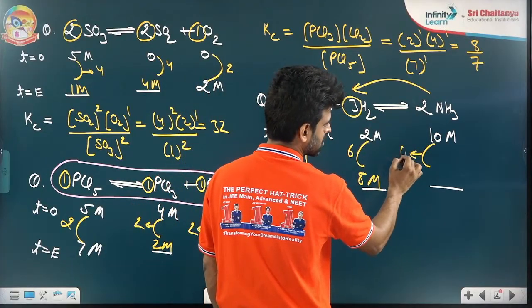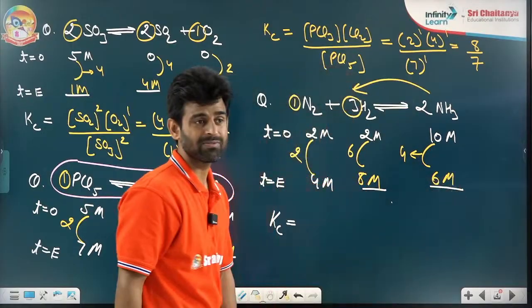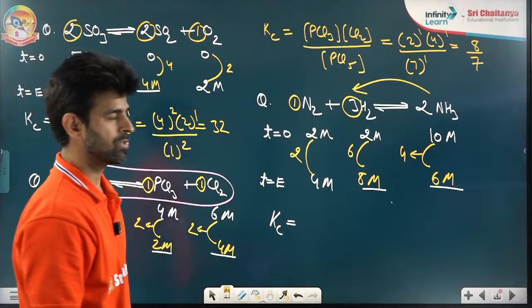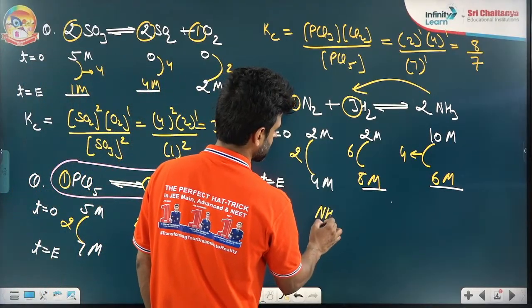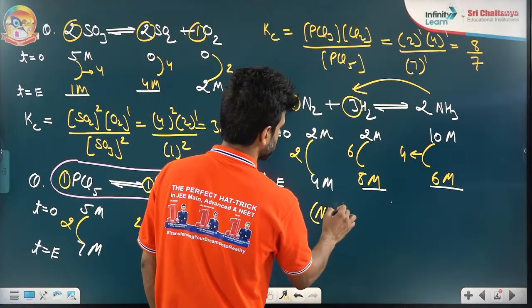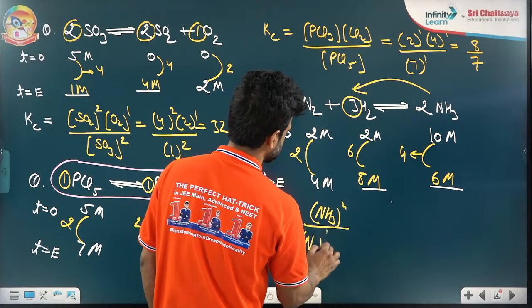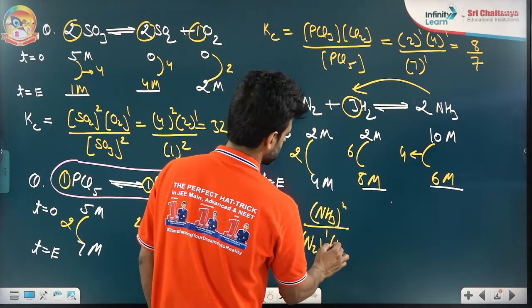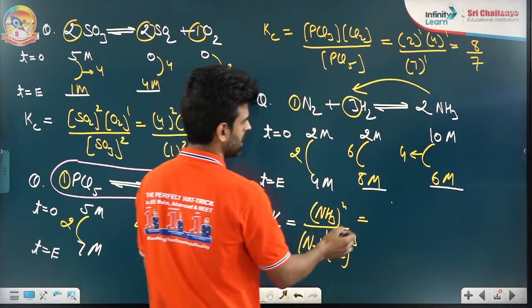2 increase will consume how much? 4. So out of this, 4 is gone, so 6 will remain. In this way, if I want to find the Kc, again as I said, the equilibrium expression will be written on the basis of how the reaction is written. Reaction going forward or backward will not affect the expression.